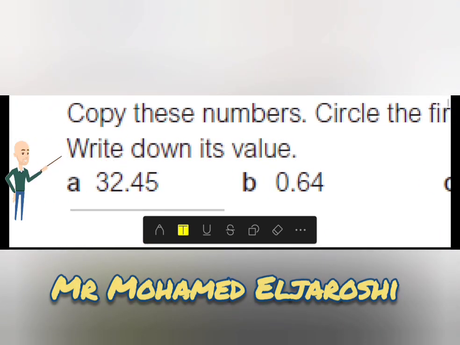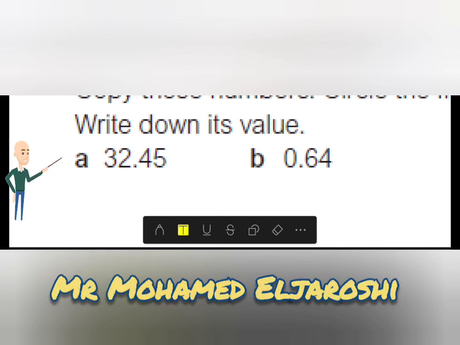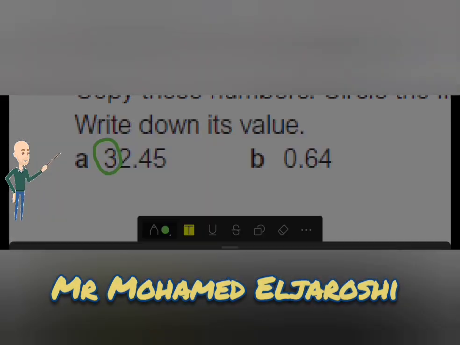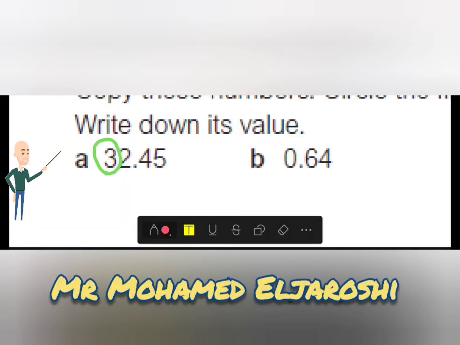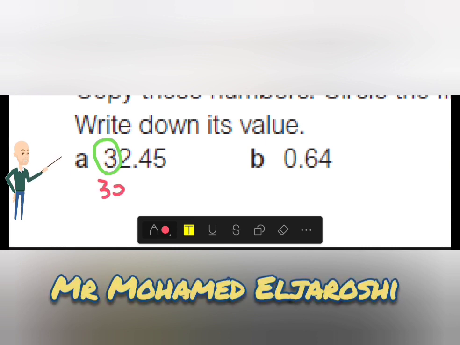First we have 32.45. Now which one is the first significant figure? Very good. It's the 3. Now we circle the significant figure and then we write the value. Now to write the value, we have to take a look at the number itself. Now how do we say this 3 here? What's the value of 3? Very good, it's 30. So the value is 30, good, because we say 32, good.